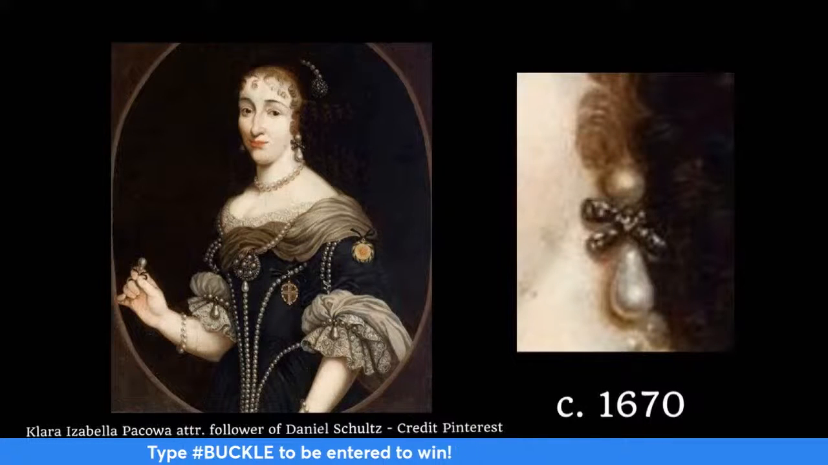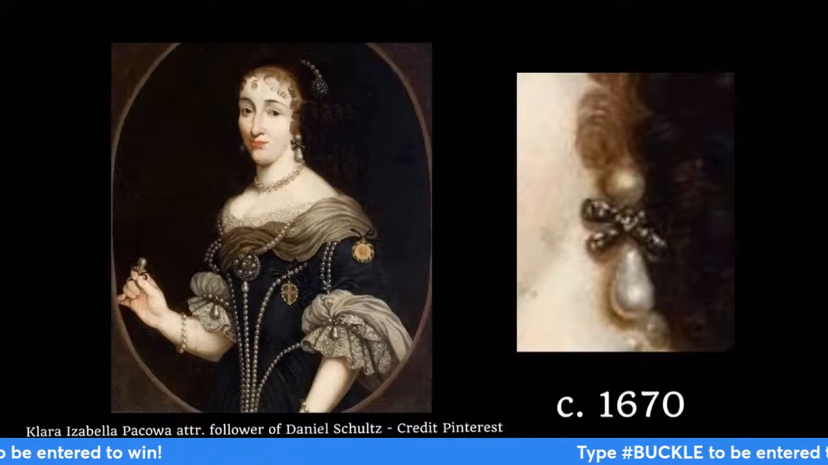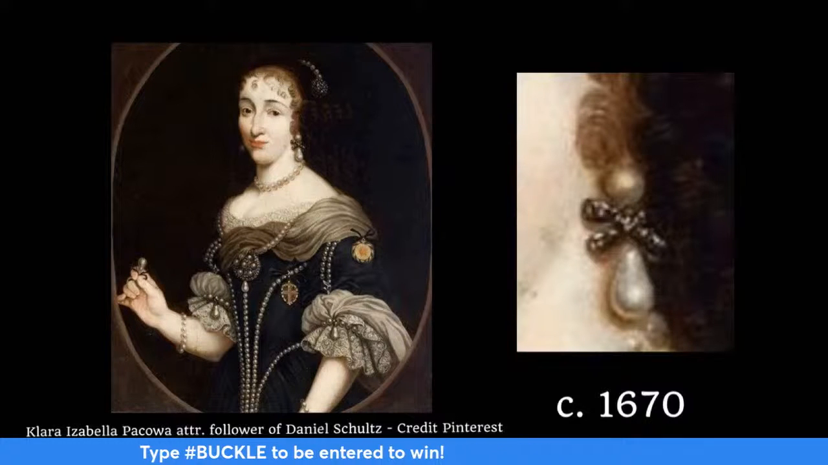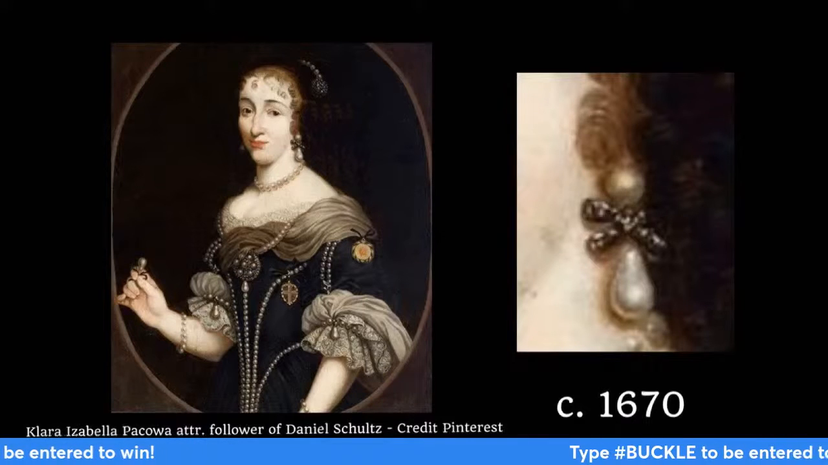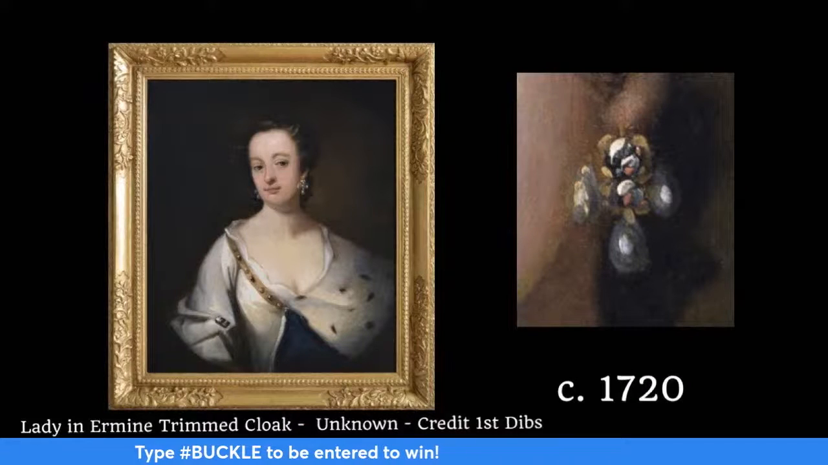Here from 1670, we've got another example, again with pearls and a little bow. This is a nod to the pendeloque earring, which became in style a little bit later, that we're going to talk about as well. But clearly this was a woman of means, likely nobility, who was able to afford the reams of pearls that she's wearing and these very large drop earrings.